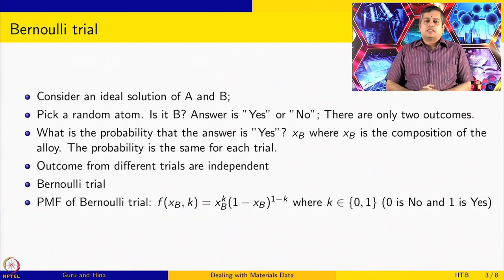And what is the probability that the answer is yes? So, like I said, it is a random solid solution and you pick a random atom, what is the probability that it will be a B atom? That is basically given by the composition of the alloy. Suppose it is a 50 atomic percent alloy, then the probability of finding the atom to be B will be 50%, because we have assumed the random solid solution, or we have assumed that it is like an ideal mixture. So any random atom that you pick, the probability that it will be of type B will be given by the alloy composition itself. So XB will be the probability, and this probability is the same for any of the trials.